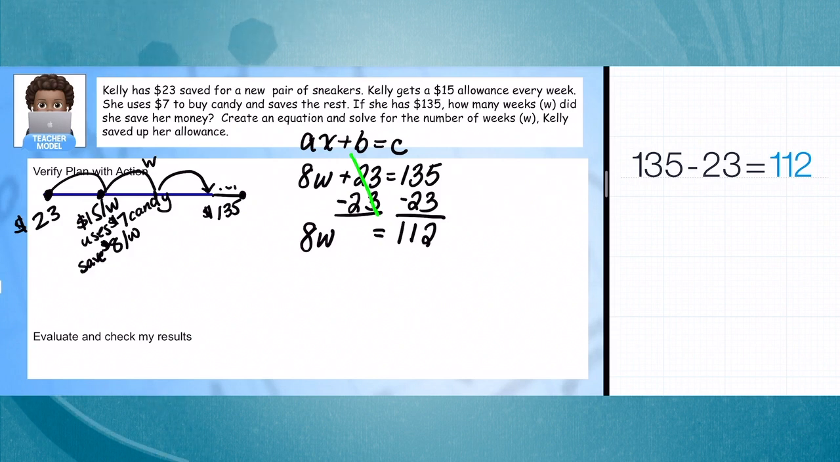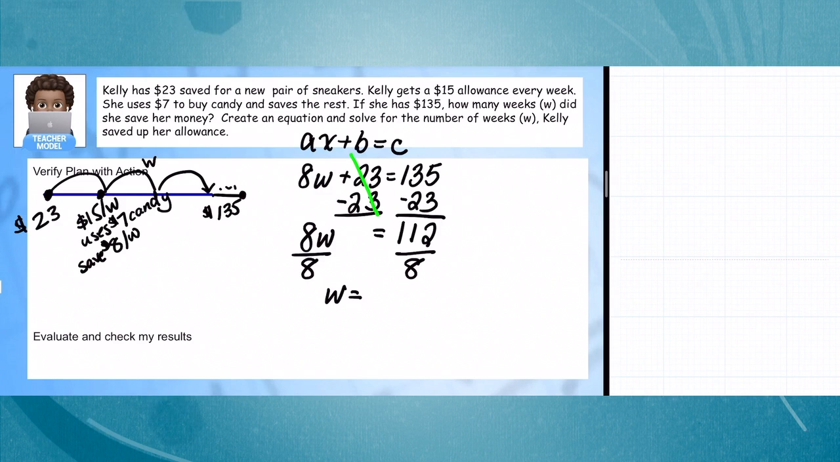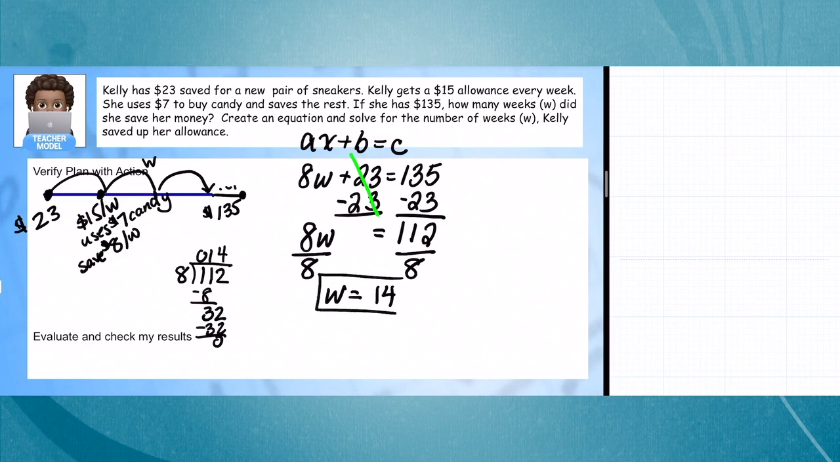Now, we know how to solve this one-step equation. We have a coefficient here, so we're going to divide both expressions by 8. So we're left with only W weeks. All right? So now we have 112 divided by 8. I'm going to do that here on the side. 112 divided by 8. One time makes 8, and 8 times 4 makes 32. Okay, so W is equal to 14 weeks.